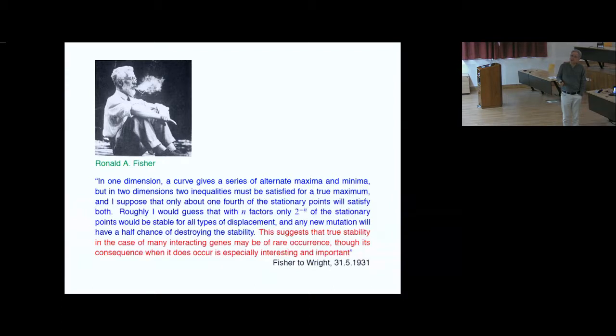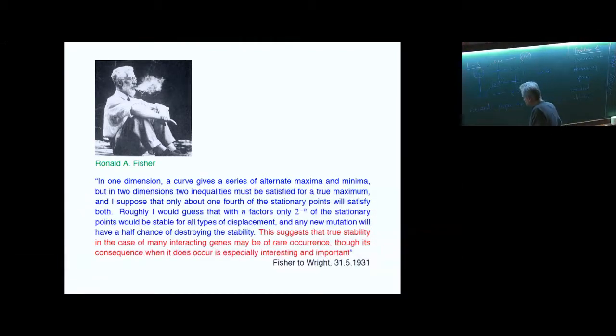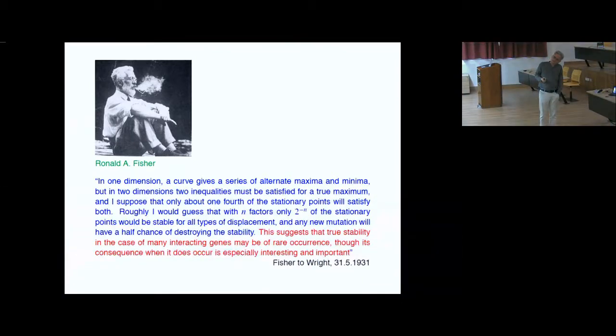He says, in one dimension, a curve gives a series of alternate maxima and minima, right? So if you draw any curve in one dimension, it has some complicated shape, the number of maxima and the number of minima will always be the same. But in 2 dimensions, 2 inequalities must be satisfied for a true maximum, because, if you remember your basic calculus class, for something to be a maximum of a 2-dimensional function, you need the matrix of second derivatives to have a definite sign, and these are 2 conditions. And so he says, well, about only 1/4 of the stationary points will satisfy both.